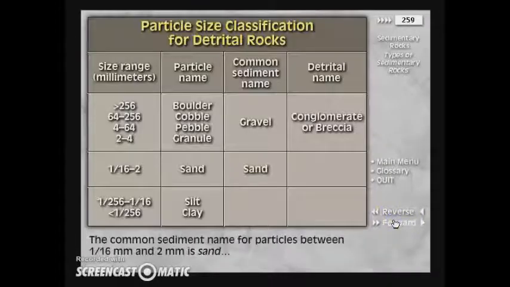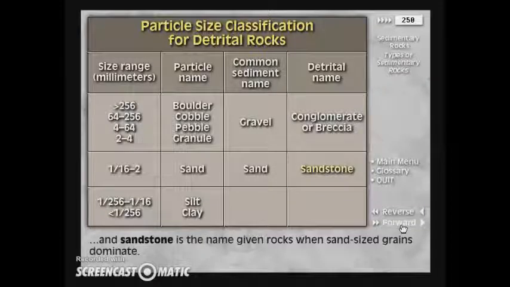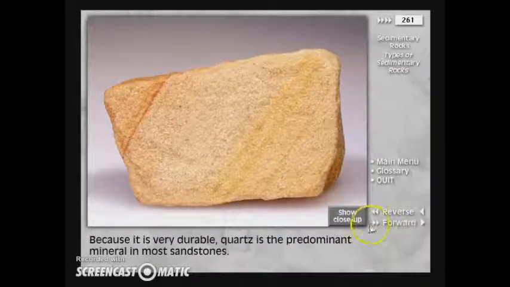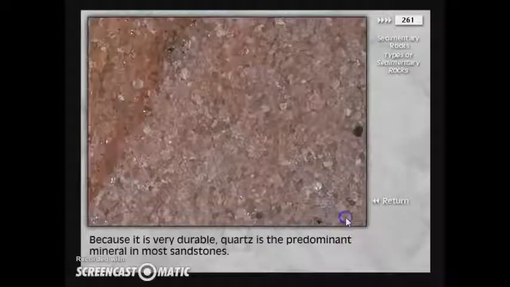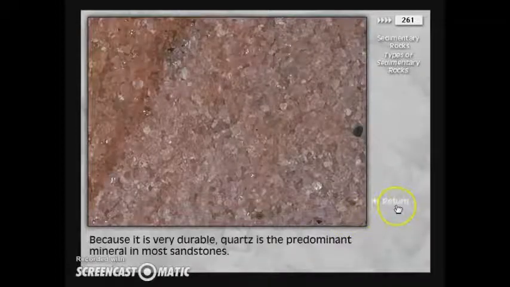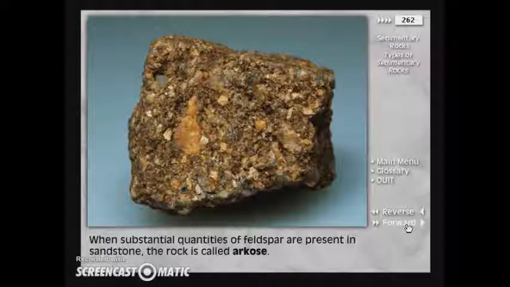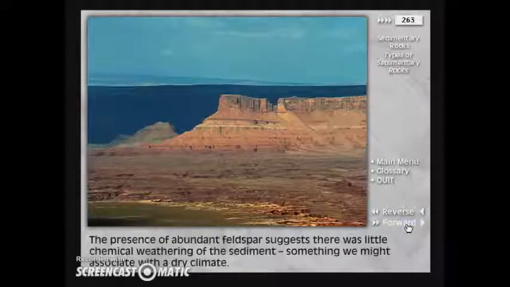The common sediment name for particles between 1/16 of a millimeter and 2 millimeters is sand. And sandstone is the name given rocks when sand-size grains dominate. Because it is very durable, quartz is the predominant mineral in most sandstones. When substantial quantities of feldspar are present in sandstone, the rock is called arkose. The presence of abundant feldspar suggests there was little chemical weathering of the sediment, something we might associate with a dry climate.